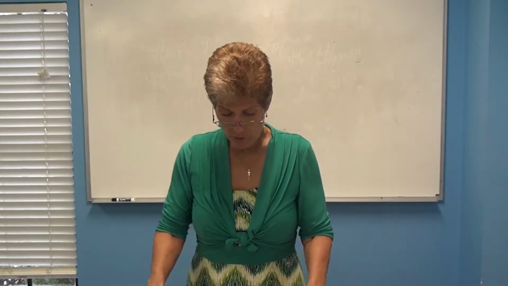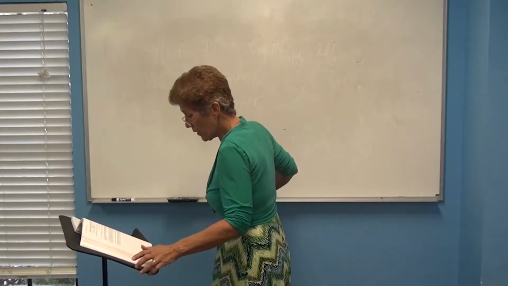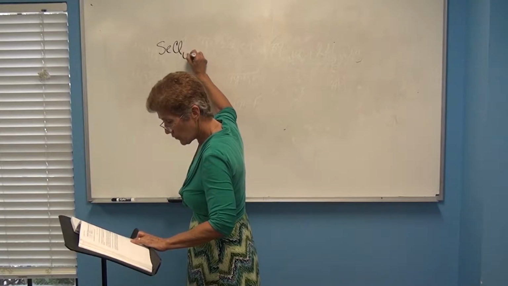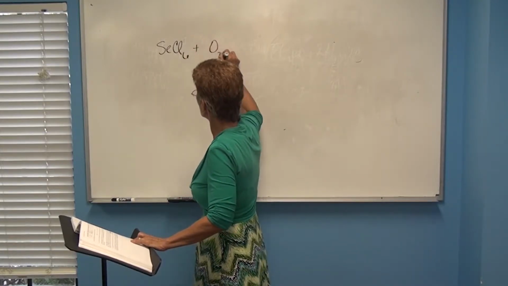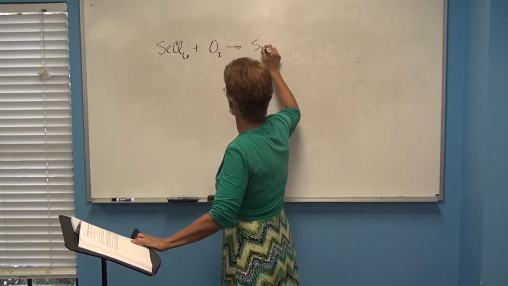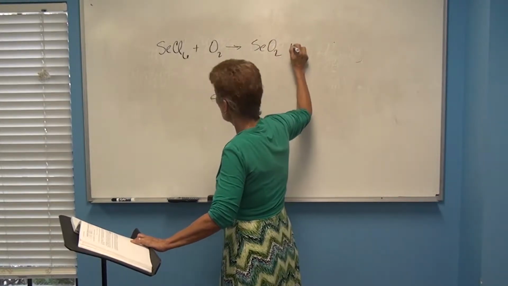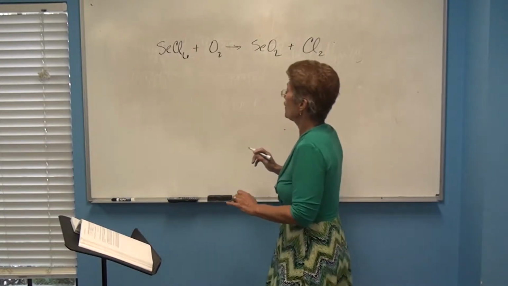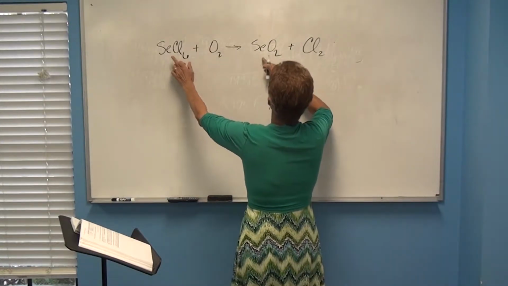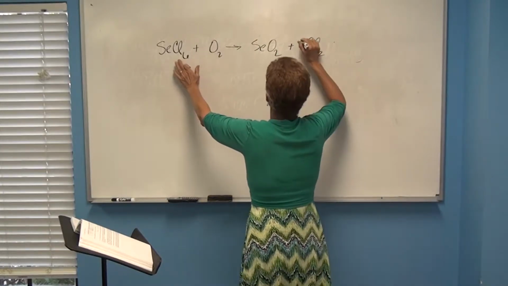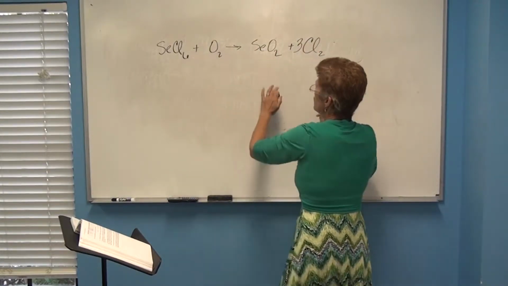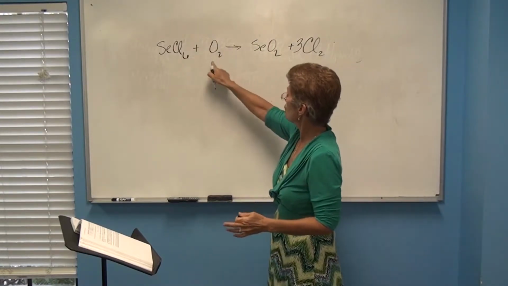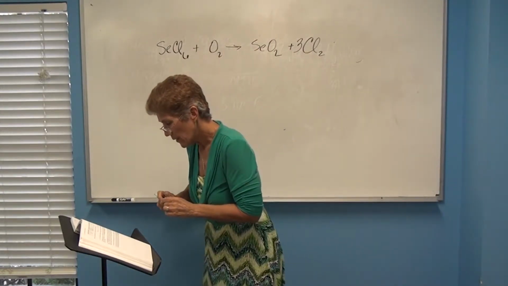Balance the following chemical equations. Okay, so we have SeCl6 plus O2 yields SeO2 plus Cl2. Did I get that right? Yes. So we have one of these and one of these, but we have 2 of these and 6 of these. So I'm going to put a 3 here. We have 2 of these and 2 of these. I think we're balanced. 1, 3, 1, 3. Okay, got that one. That was nice.